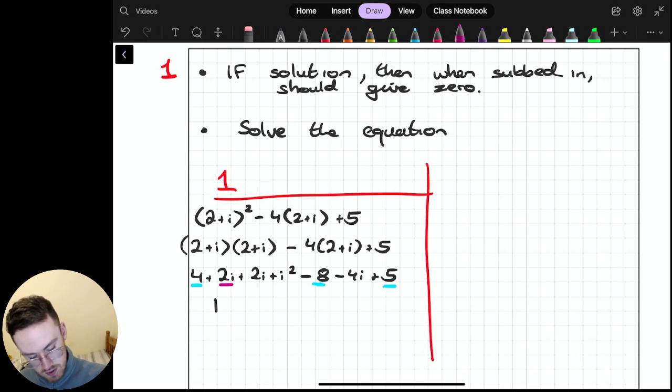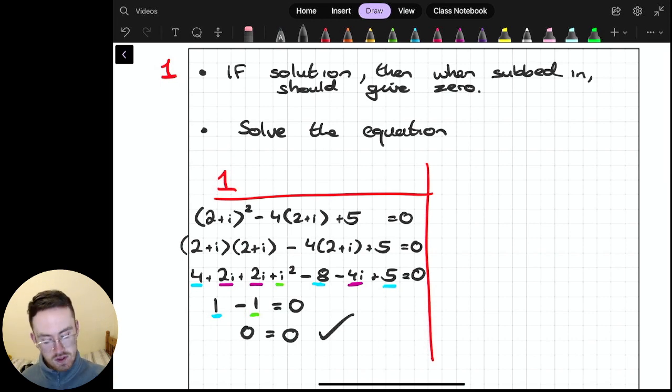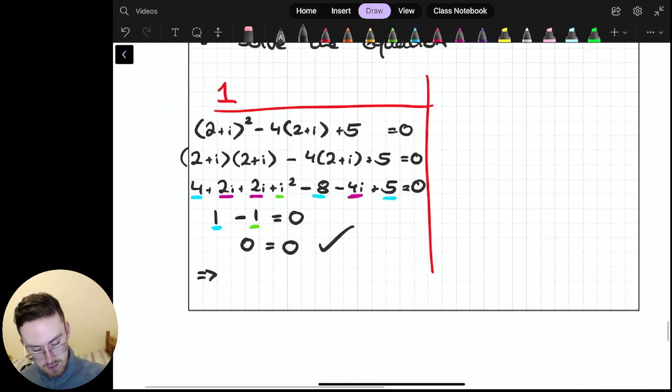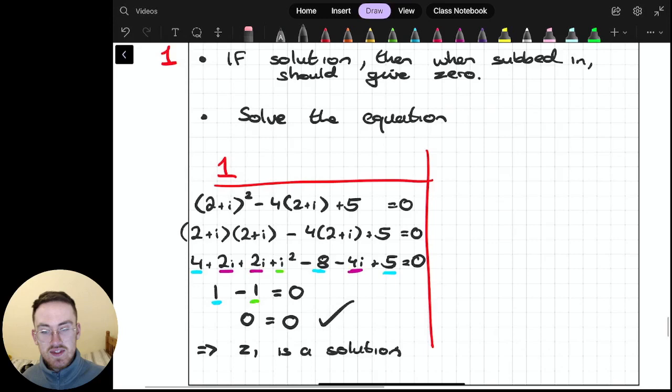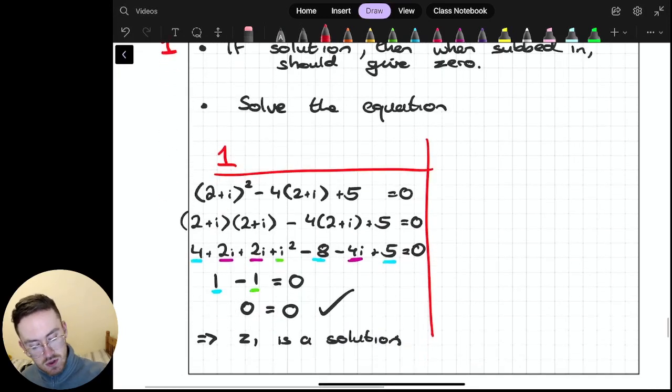Focusing on the i's, 2i plus 2i minus 4i. So that's going to be 0i. Then looking at the i squared, that becomes minus 1, minus 1. And that's going to be 0. So 0 is equal to 0. Keep that equal to 0 the whole way down. Okay, so then we're saying 2 plus i is a solution. Or even instead we could actually use the nickname Z1. Z1 is a solution.